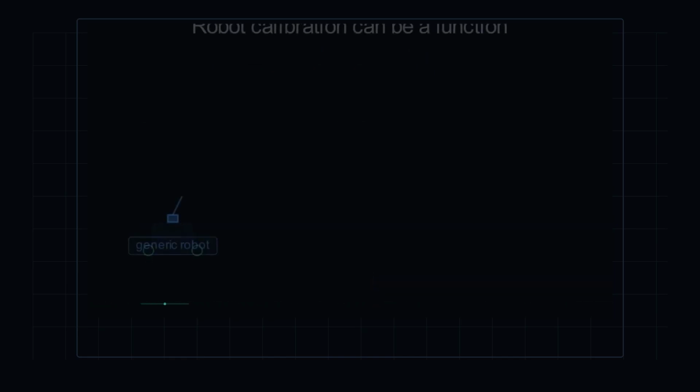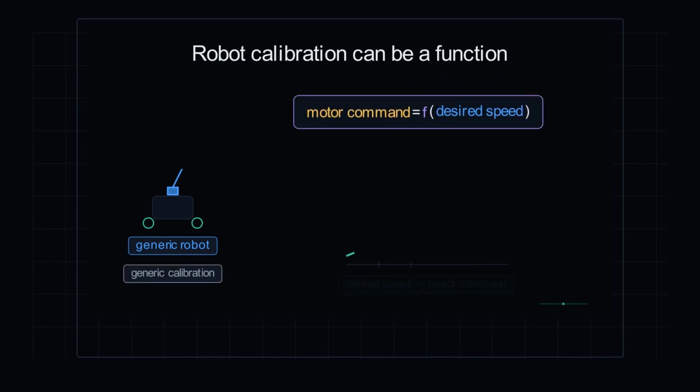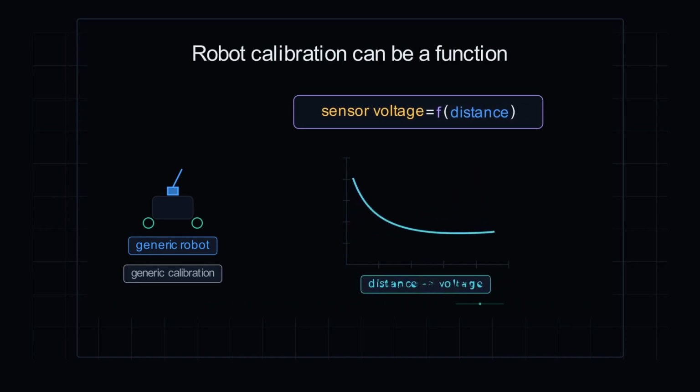In robotics, a function often looks like calibration. A desired speed can go in, and a motor command can come out. Or distance can go in, and sensor voltage can come out. The relationship may be curved, and that is still a function.